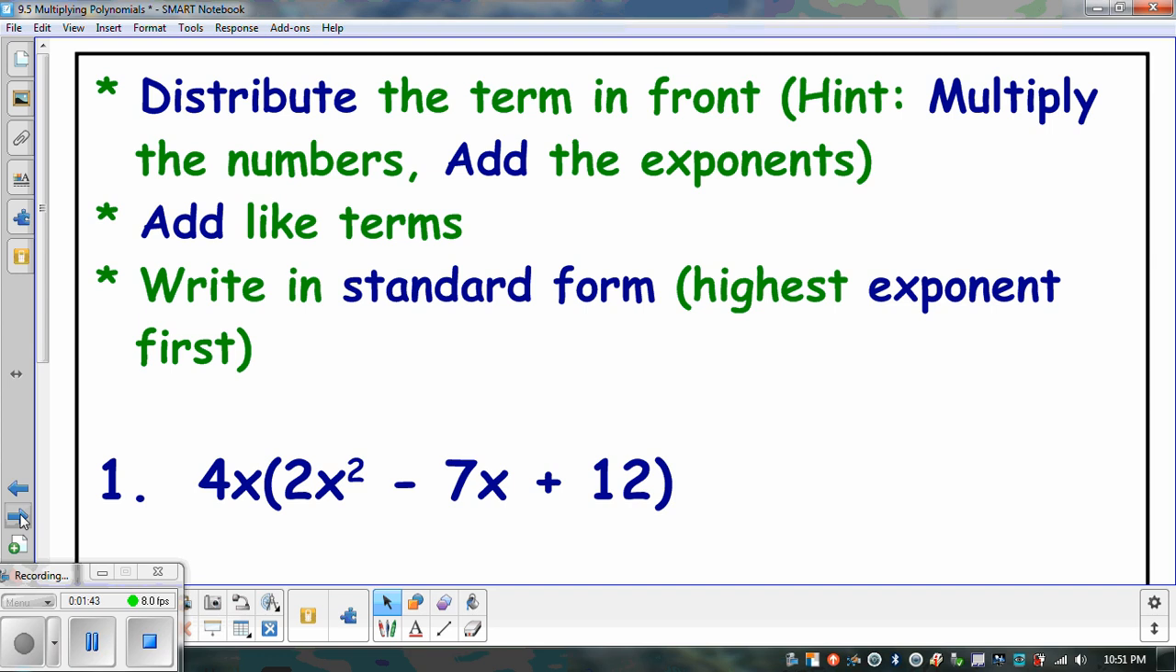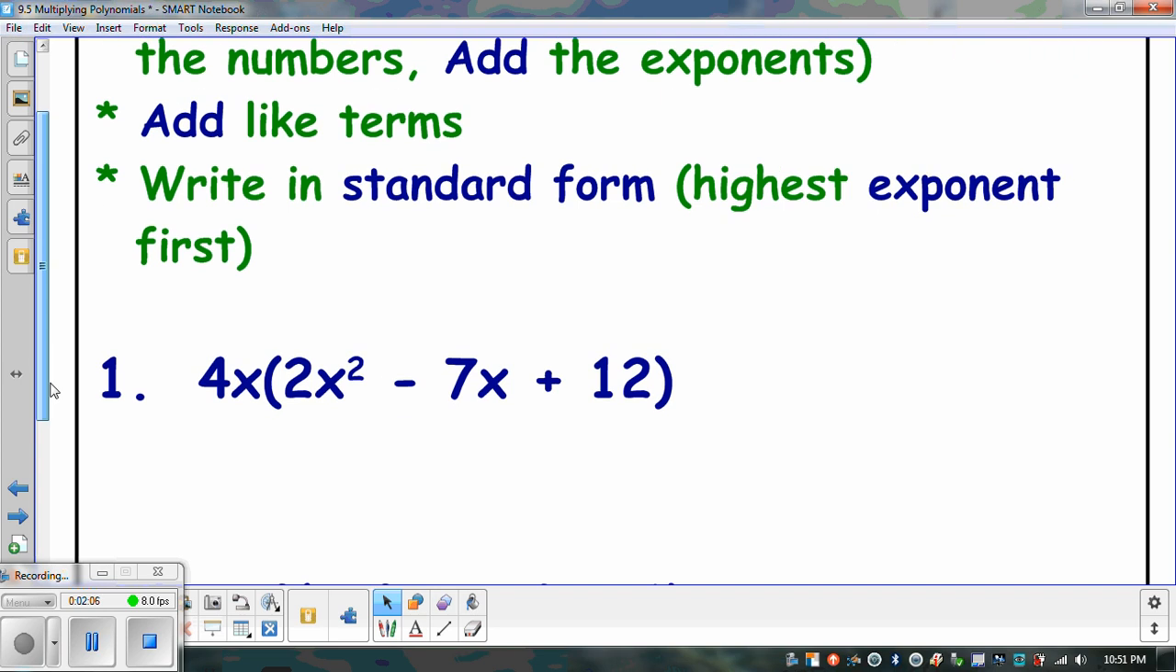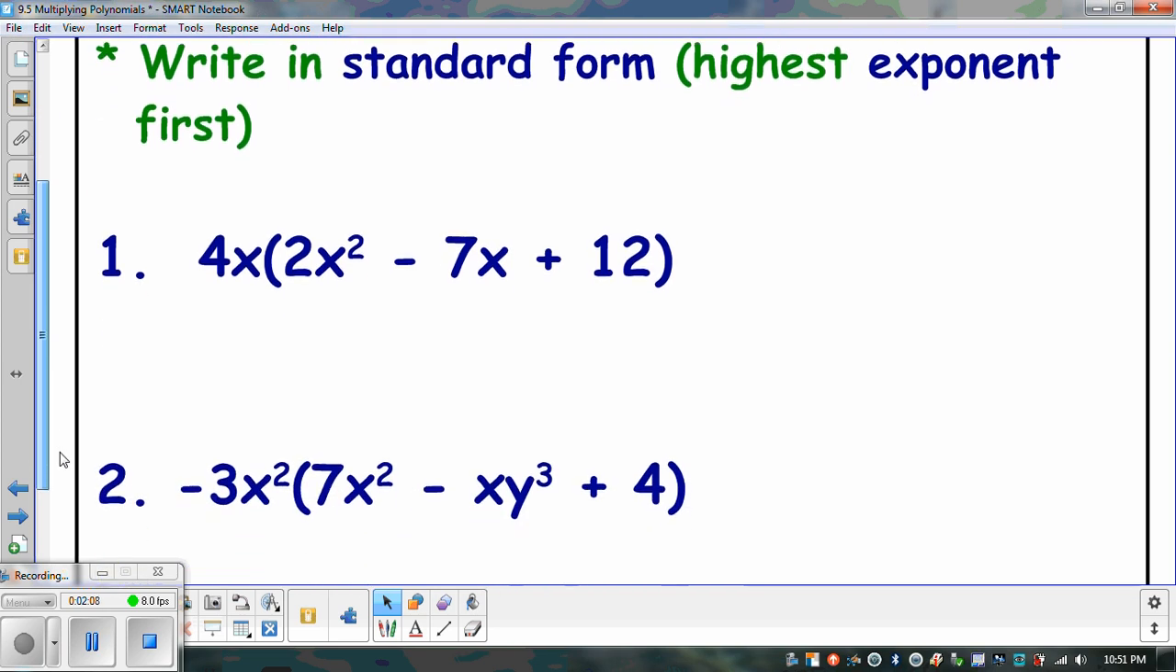Next, you will add the like terms. Please remember from last week that adding like terms means it must be the same variable to the same power. Once you are done, make sure you have written your answer in standard form. That means the highest exponent comes first and the exponents go in descending order. Once you have those steps written down, we're going to look at our first example.